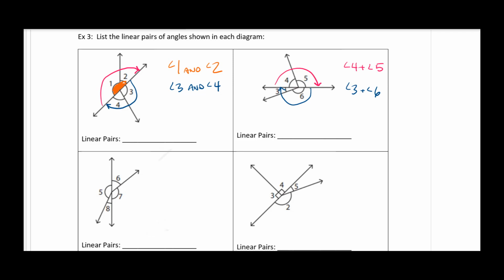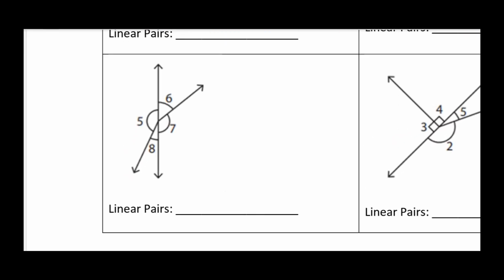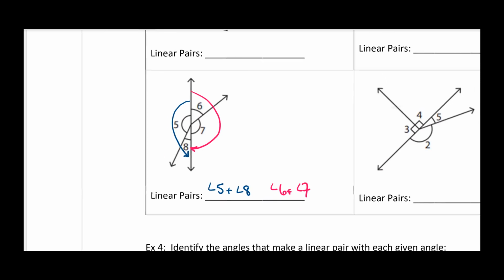And when we look at the other one, down here with angles 5, 6, 7, 8, you can kind of see this. Maybe you're getting better at recognizing this. So angle 5 and angle 8, that is one pair. And the other pair would be, boom, angles 6 and 7. So those are another set of linear pairs for those ones.